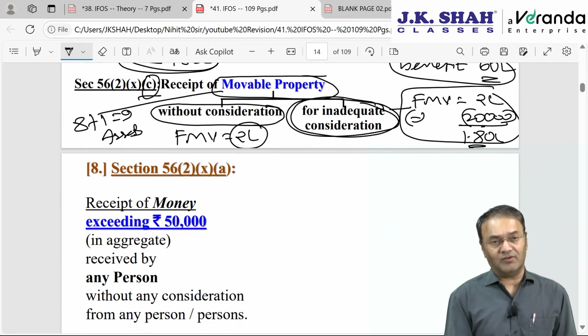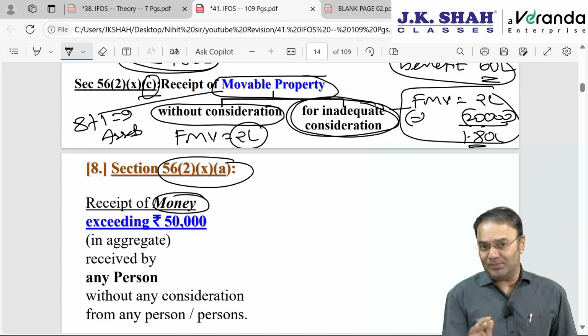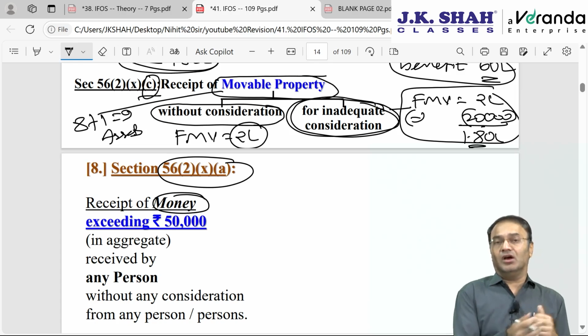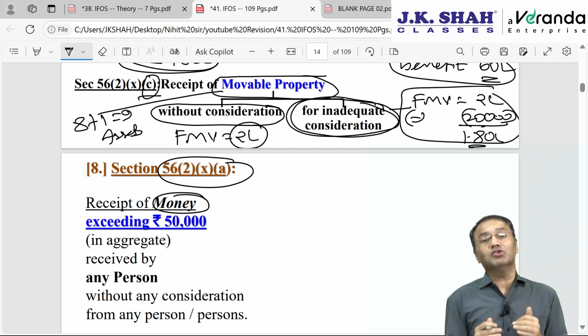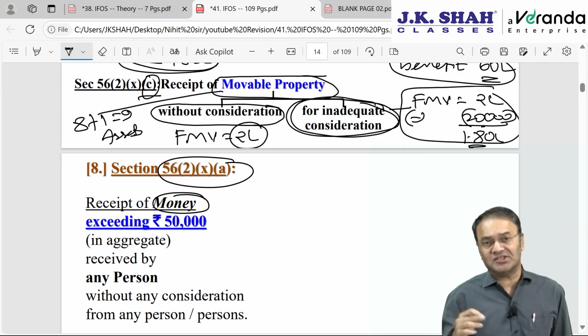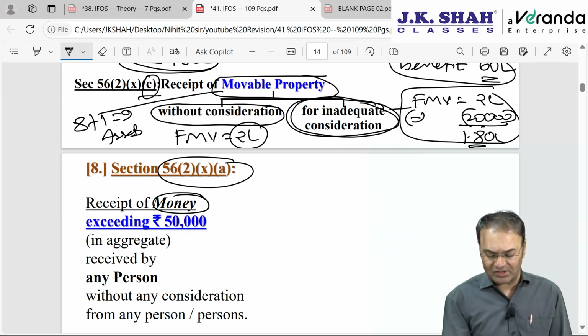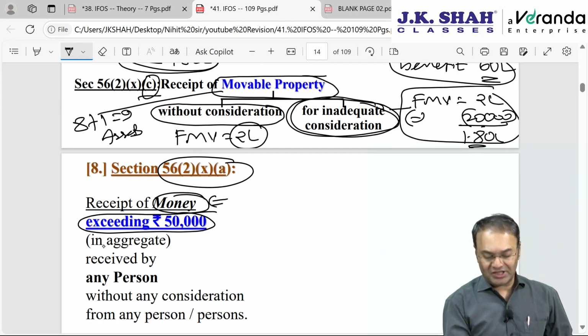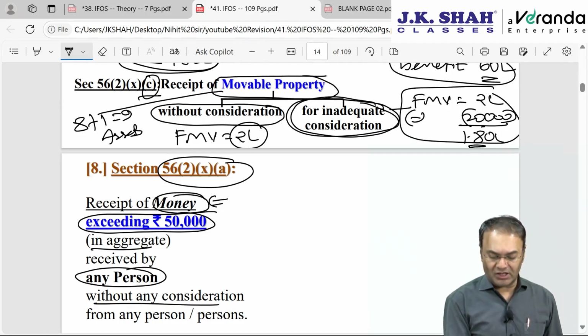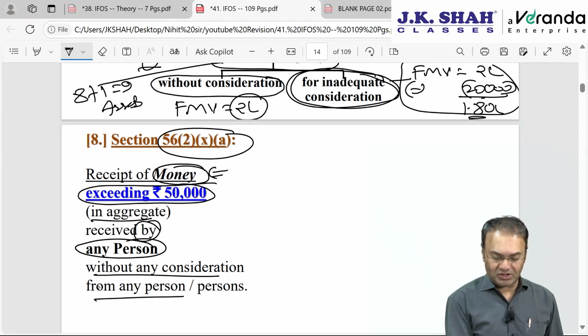However, we will be discussing all three one by one, starting with 56 subsection 2 clause 10 subclause A. Money, receipt of money, any person receiving from any person. Earlier, once upon a time, till 2016-17, till the previous government was there, it was taxable only in the hands of a recipient being an individual or HUF. Now, for the past 7-8 years, it is taxable if anybody receives from anybody, a company receives from a shareholder, anybody from anybody. But which asset? Money, and that too exceeding 50,000 rupees. 50,000 is in aggregate, meaning in totality. It is not 50,000 per transaction. Receipt by any person without any consideration from any person.